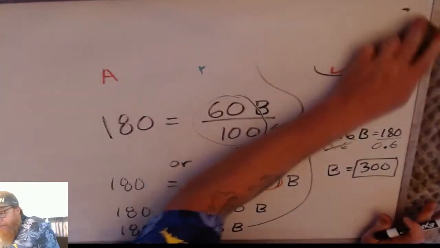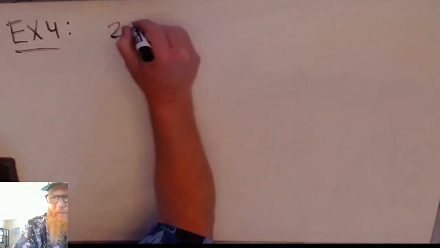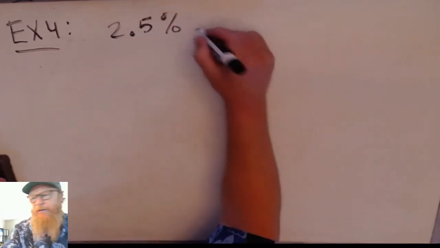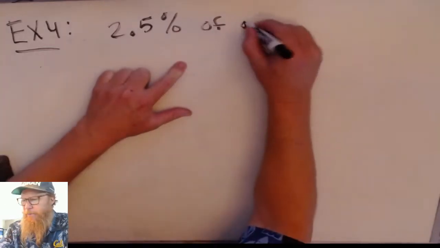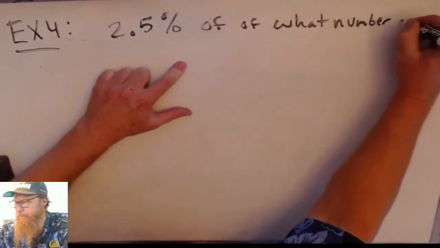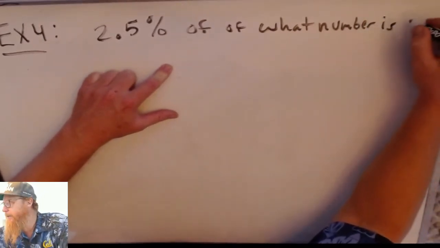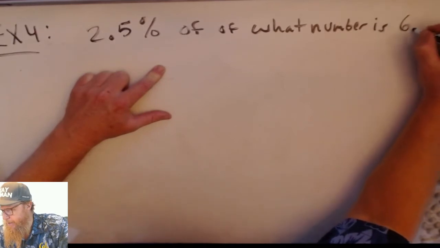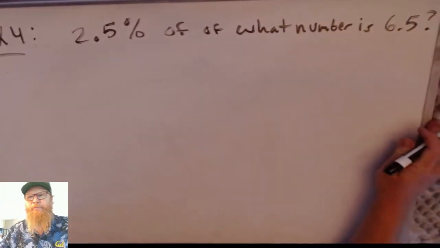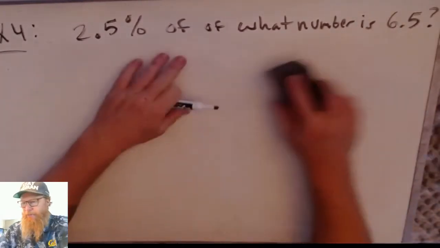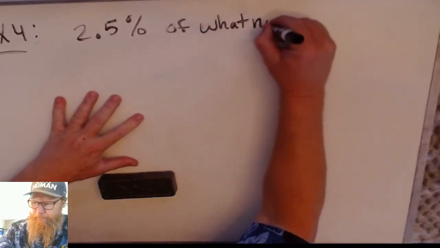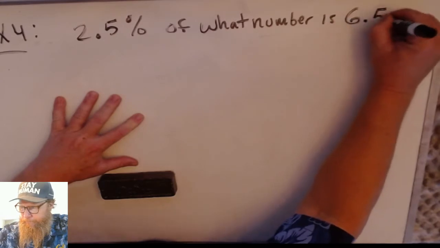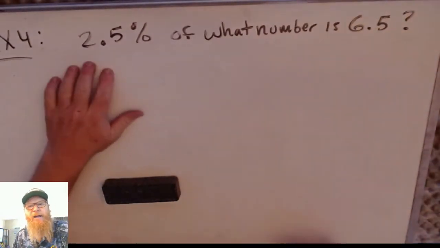I scrambled the terminology around a little bit. And maybe do some more complicated percentages. So something like 2.5%. So now I'm using the percent symbol. Of what number? Two and a half percent of what number is 6.5? Ah, I wrote the word of twice. So 2.5% of what number is 6.5?